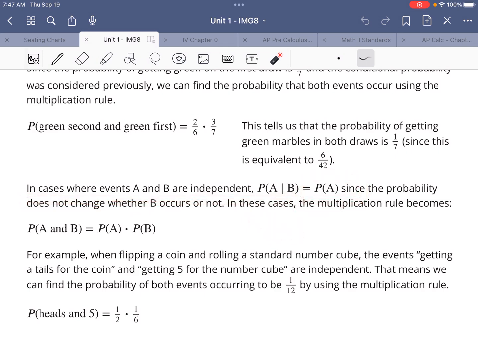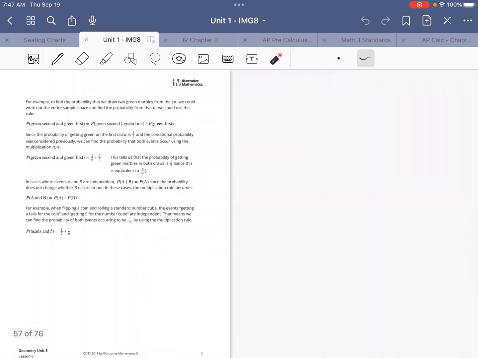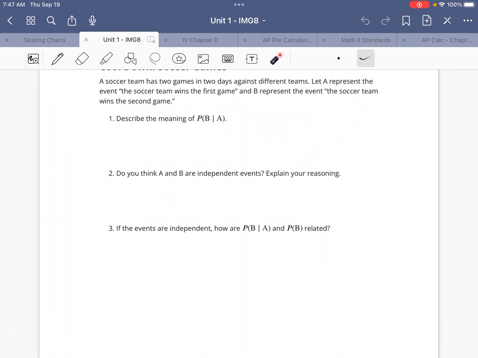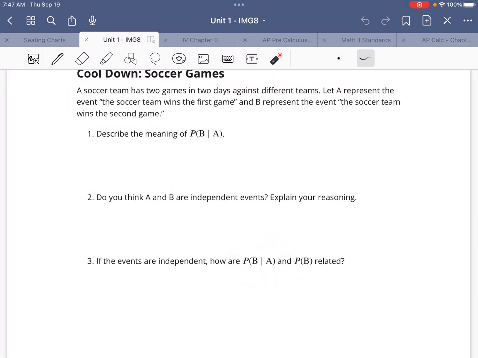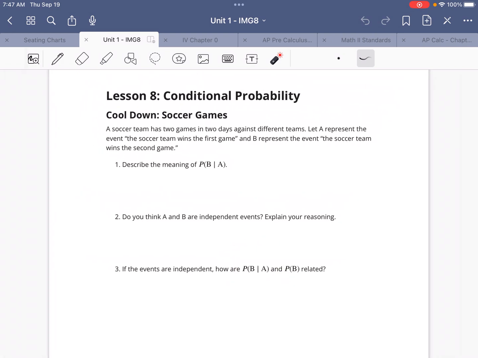the probability of A. The reason for that is because this right here, the probability of A given that B has happened, if it's the same as just the probability of A, that means that B doesn't affect it at all. It doesn't matter that B happened. Probability of A given B is just the same as probability of A because B doesn't matter. Anyway, if the events are independent, how are probability of B given A and probability of B related? I hope that helps. Let me know if you have any questions.